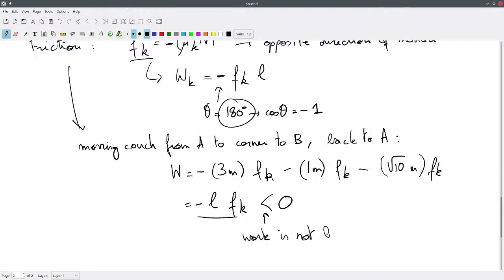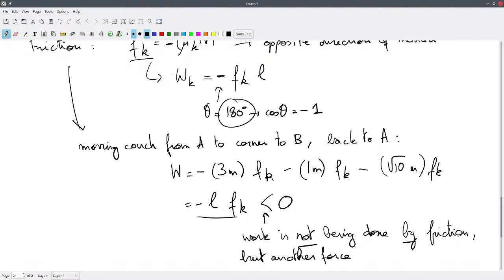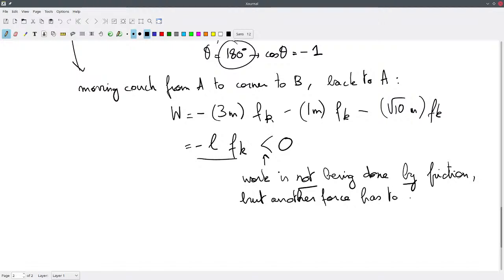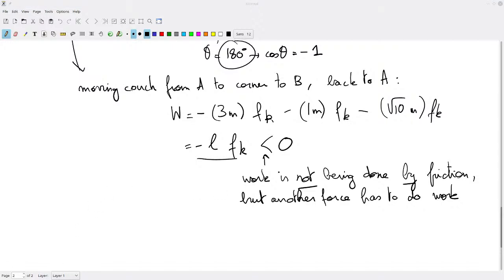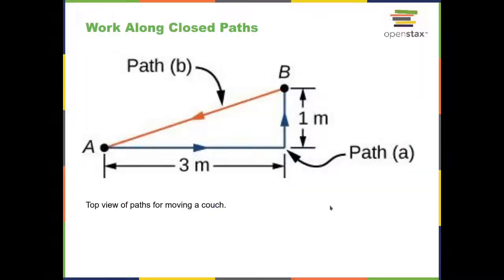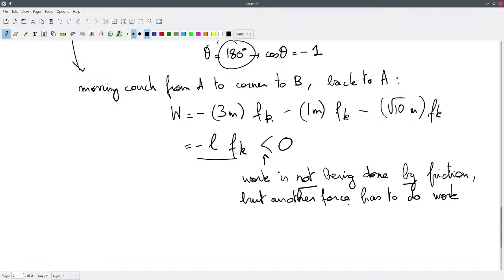The fact that this is negative indicates that work is not being done by friction, but another force has to do work. And of course, what's that force? That's the person pushing the couch around, right? That's the force that someone is exerting while pushing the couch from one place to another. That is the force that is doing work. Friction is not doing work, but work is being done against the direction of friction.